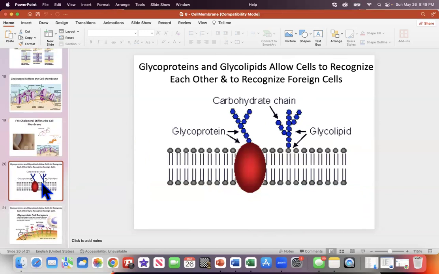Okay, and the last one is called the glycoprotein. Glycoproteins connect to carbohydrate. All this blue part is carbohydrate, sugar. Their function is to allow cells to recognize each other, because the carbohydrate structure on every cell in your body is unique to you.